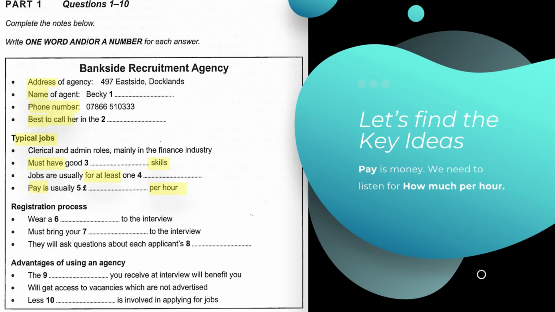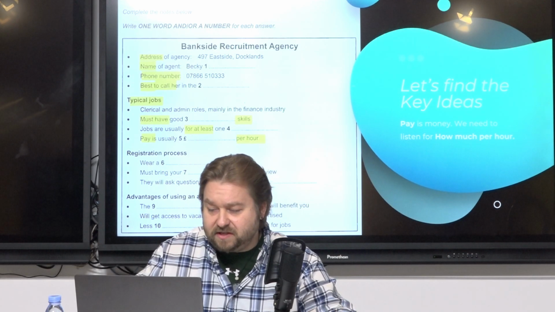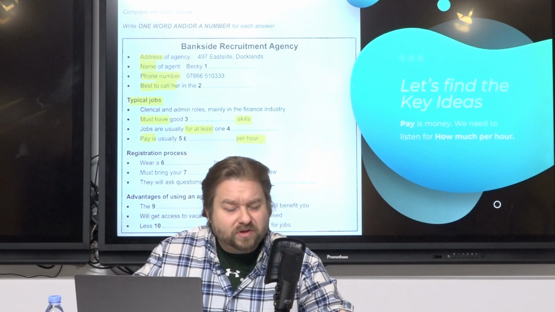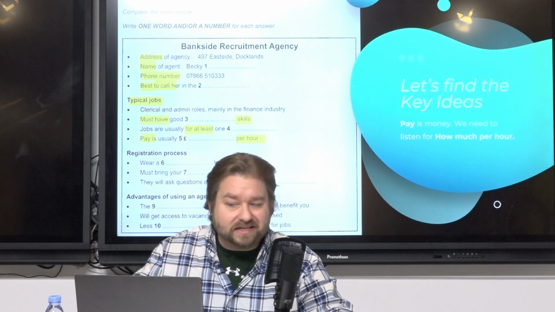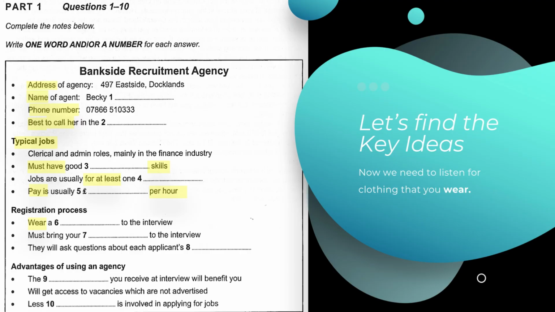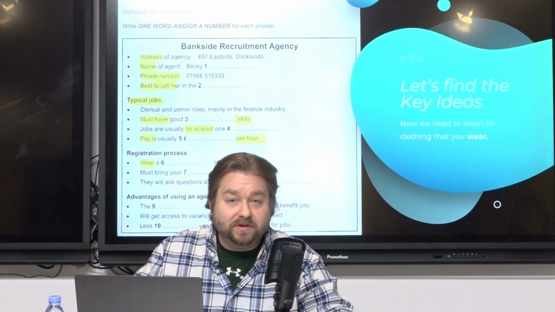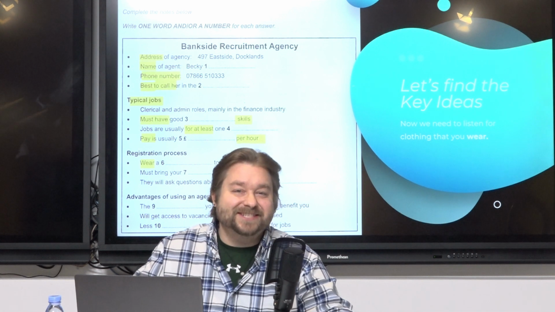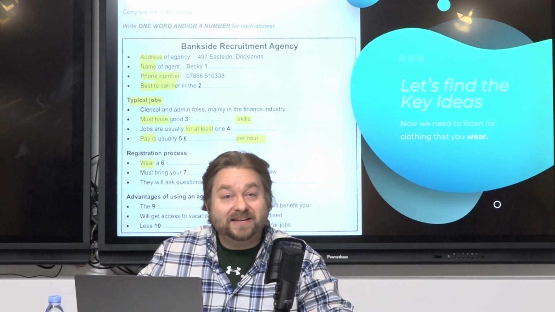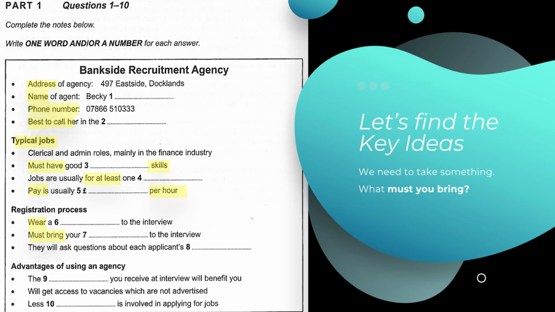Now, pay is money. We all like money. We need to listen for how much per hour, because it says per hour. It has the rate at the end there. So this is the number we have to listen for. This is pretty easy, right? We're listening for these specific things. Now, wear. We need to listen for something we wear, which is clothing. Now, what would you wear to an interview? Something very specific, and the person is going to say it.